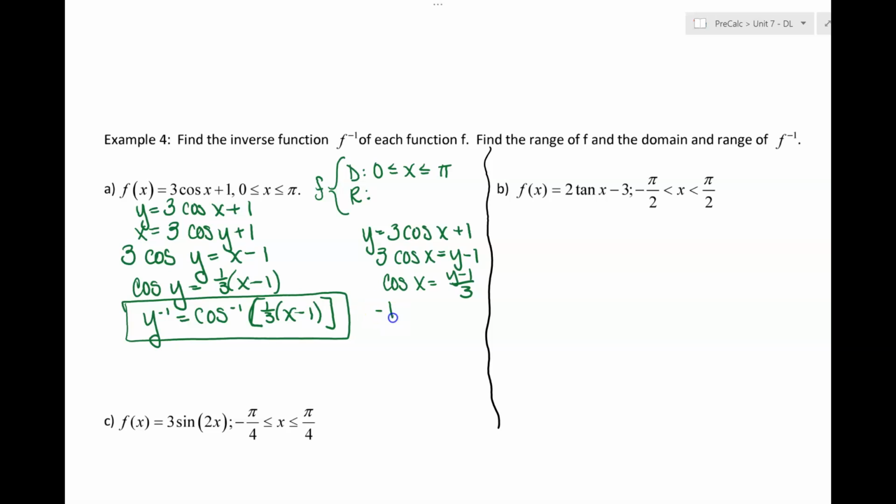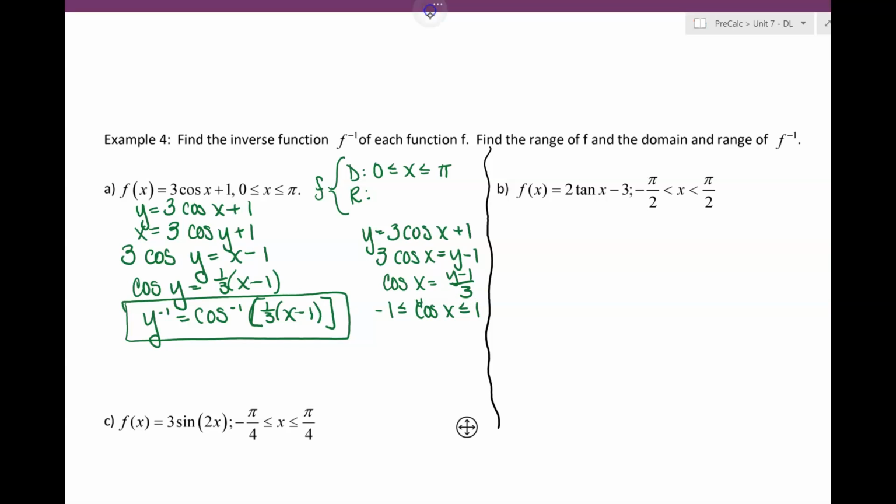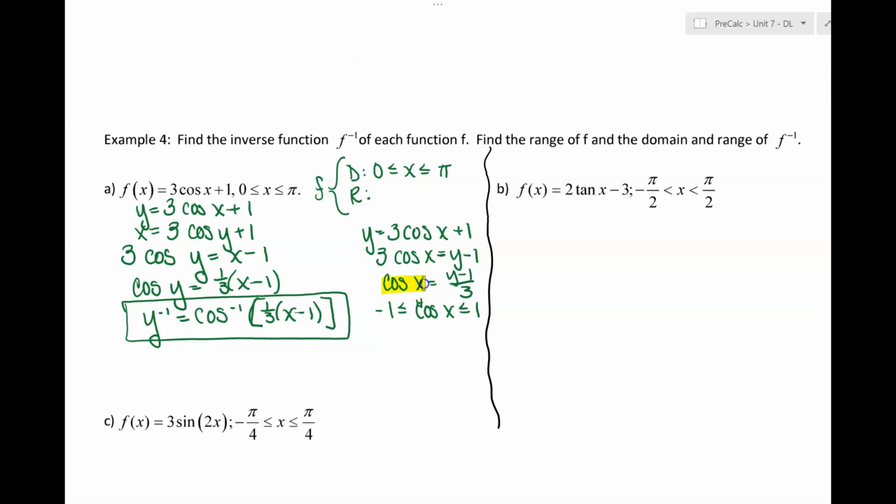Normally, the range of cosine goes from -1 to 1. So since I've isolated the cosine of x, I can just substitute that value in and solve for y to find what my new range restrictions are. Kind of fancy, right? I'm going to multiply both sides by 3, so we get y minus 1 is less than or equal to 3, and greater than or equal to -3, and then add 1 to both sides. So the new range is restricted between -2 and 4.